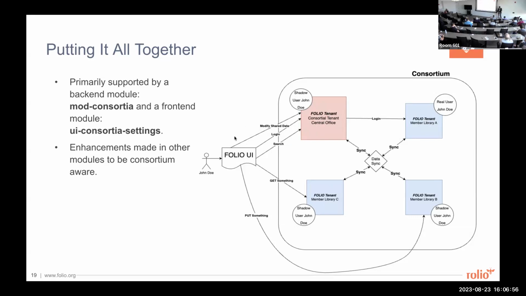And with the same session, we could get something from member library C, and that is only possible with the shadow user being present in library C. Or we could put something in member library B, which is done with the help of the shadow user present there. So again, if my shadow user does not have permissions to update an object, that wouldn't work, and the appropriate error messages would be shown.